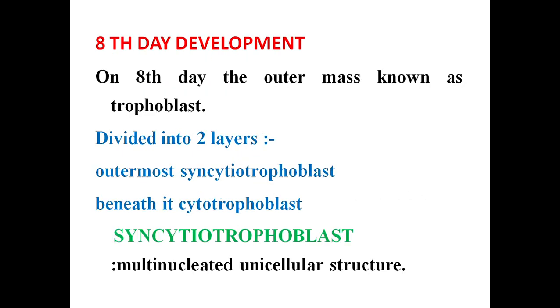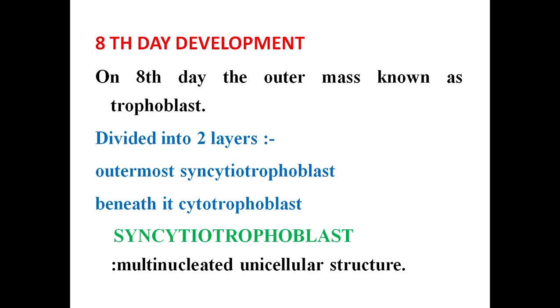Next is the 8th day of development. On the 8th day, the outer mass is known as the trophoblast. So what is the outer mass called? Trophoblast. And it is divided into 2 layers: the outermost syncytiotrophoblast and beneath it the cytotrophoblast.